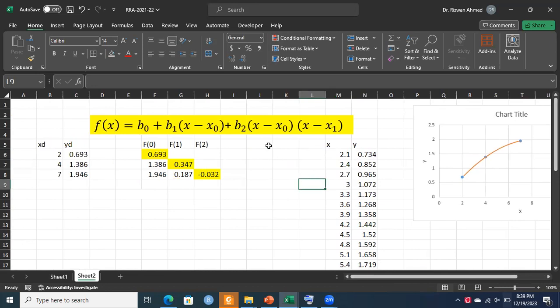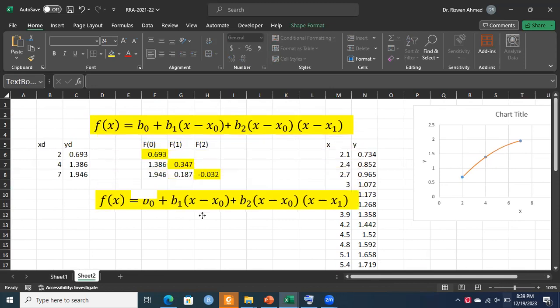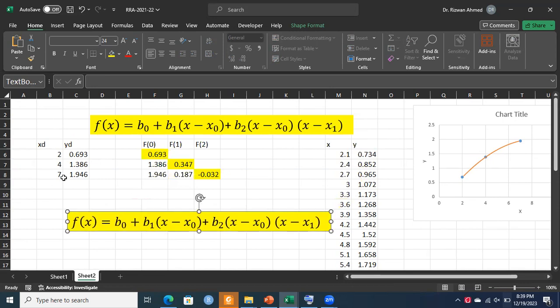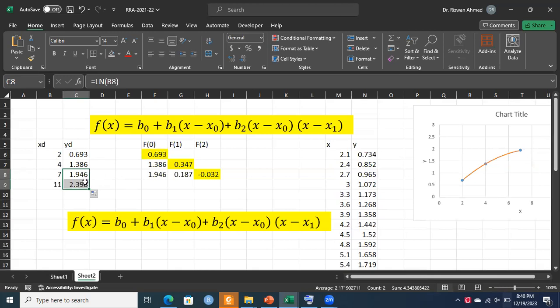And now, if we would like to extend this one to a third degree polynomial, we have to add a point. For example, I add here a point 11, and like the earlier data points, the ordinate value is the log of the x value.